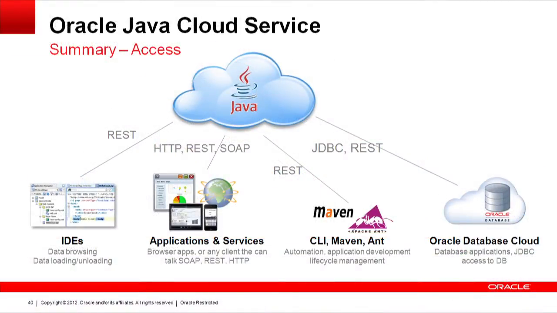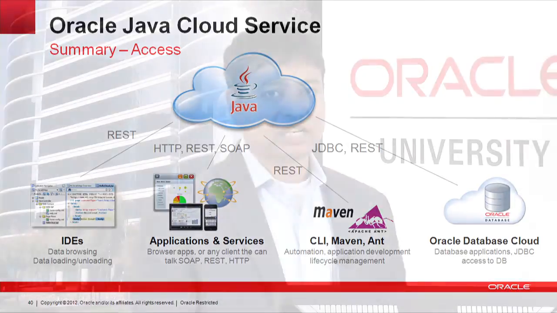To summarize, Java Cloud Service can be accessed from IDEs. It goes over REST. Applications built on Java Cloud Service can be accessed from browsers, from mobile devices. Maven and CLIs access Java Cloud Service through REST, and of course the database cloud service accesses the Java Cloud Service through JDBC, and that's internal within OPC.